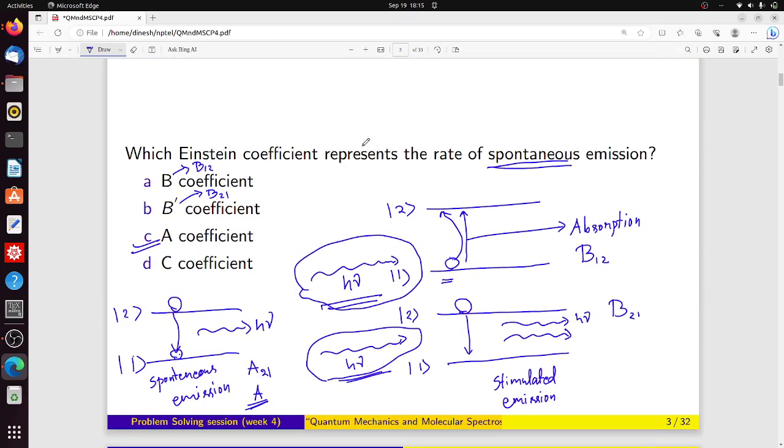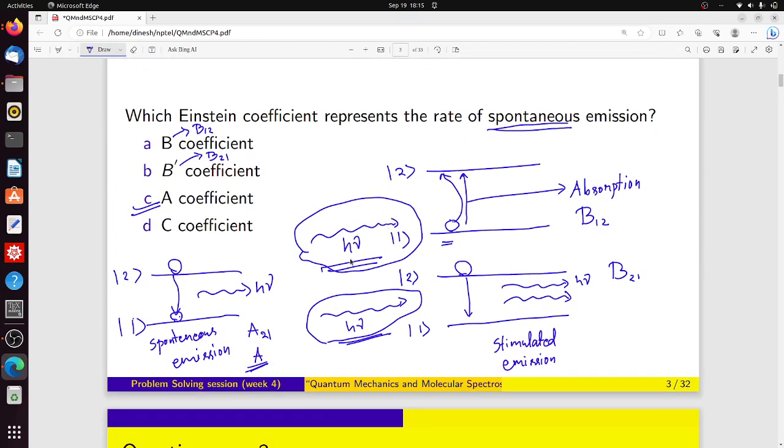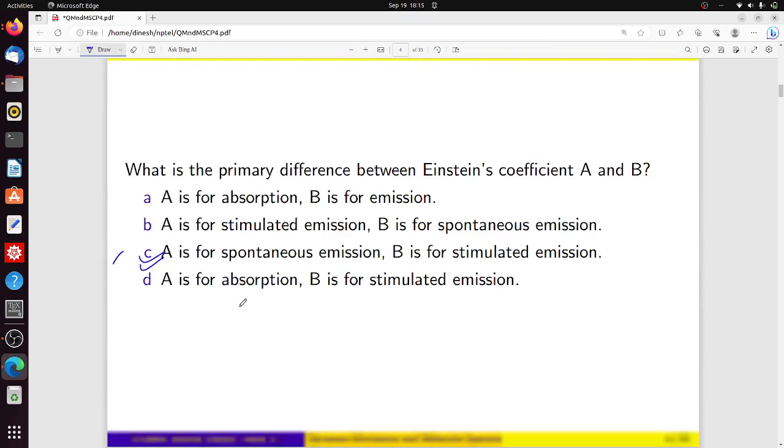Actually, both absorption and stimulated emission happen in the presence of external radiation. From that we can interpret that these constants are the same. This is taught in class. So B12 will be B21, and we call this parameter B. So B describes absorption and stimulated emission, whereas A describes spontaneous emission.